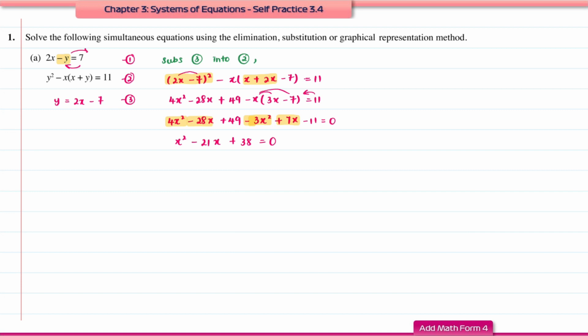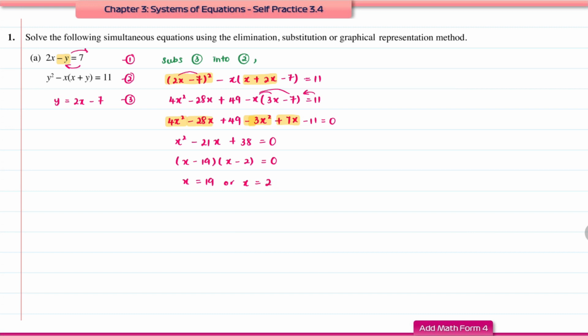So we're going to solve this. You can use the factorization method or the formula. As for this quadratic equation, the answer is a whole number, so you can solve this using the factorization method. If you use the factorization method, you're going to have x minus 19 for the first bracket, and the second one is x minus 2 equal to 0. For this part, you actually can use the calculator to help you. Alright, so therefore x is equal to 19 or x is equal to 2.